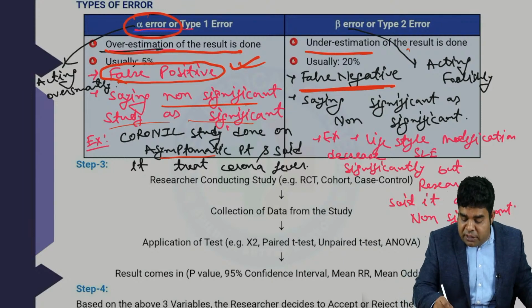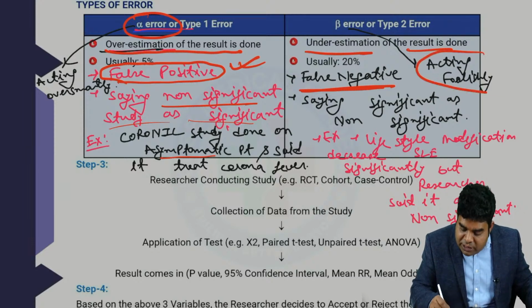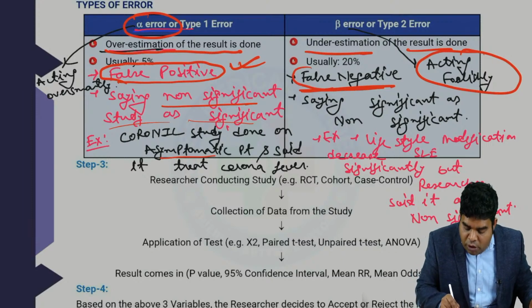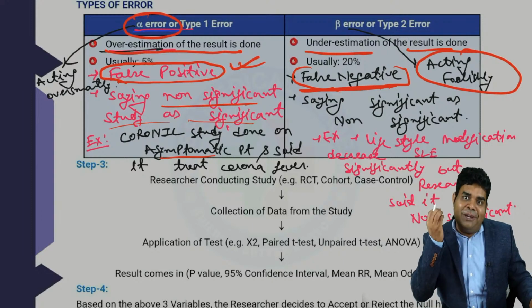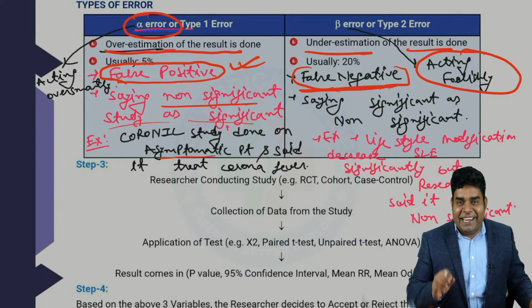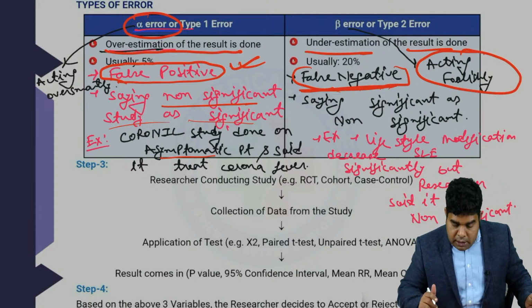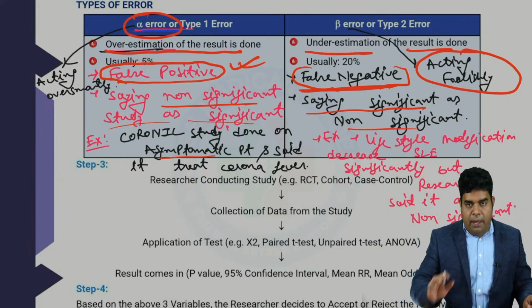So this type of result, where we underestimate ourselves or our date, where we act foolishly, that is beta error. Here he is giving a false negative report to the date. The date was not negative. The date was actually positive with a kiss on the cheek, but he is forcefully saying it was false. So saying a significant date as non-significant is beta error. I hope you will not be confused.